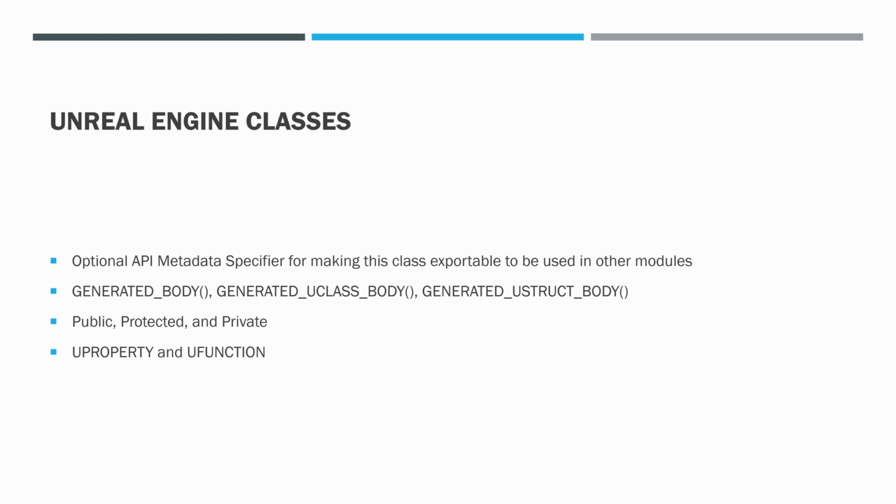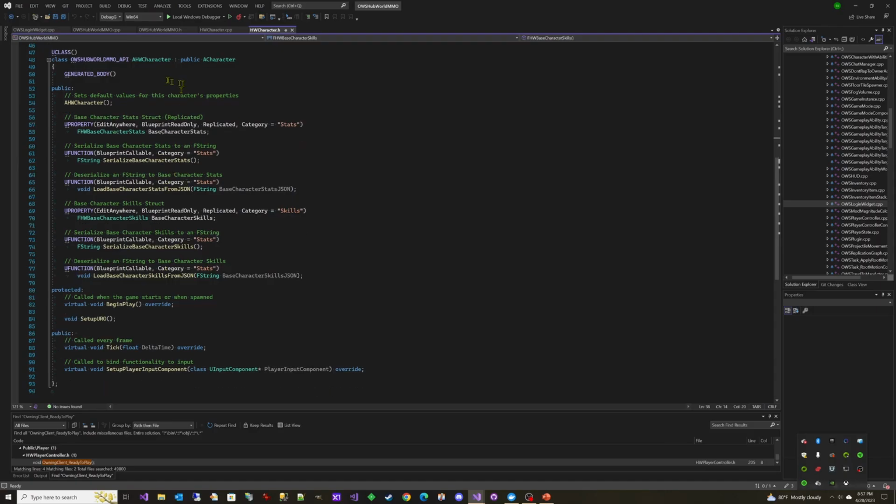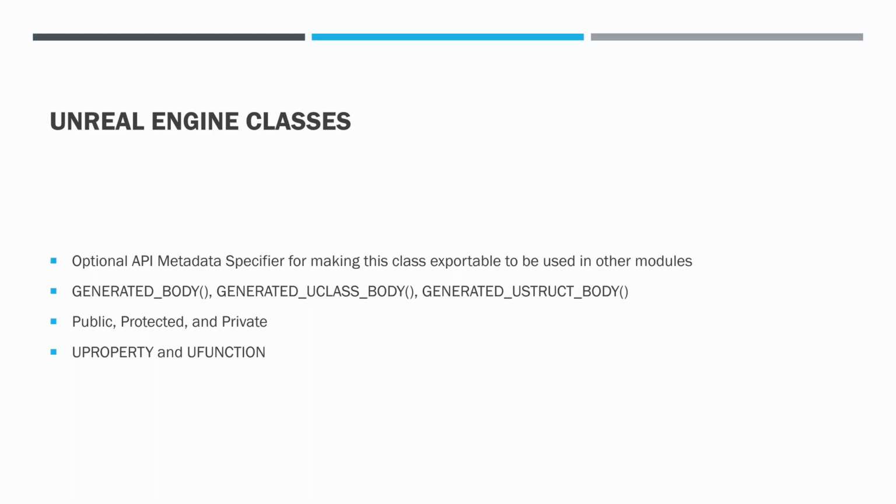Let's take a look at the structure of Unreal Engine classes. The first thing we want to take a look at is that there is an optional API metadata specifier for making this class exportable to be used in other modules. This is usually optional for our game project code. Obviously, if you're making plugins where something needs to use something in a different module, you're definitely going to need to do that. If your game is potentially using multiple modules, maybe you're using a modular plugin approach to building your game, then you're going to need this API metadata specifier to make those visible to other modules. If you're putting everything in one module in your game, nothing needs to be visible from anywhere else.